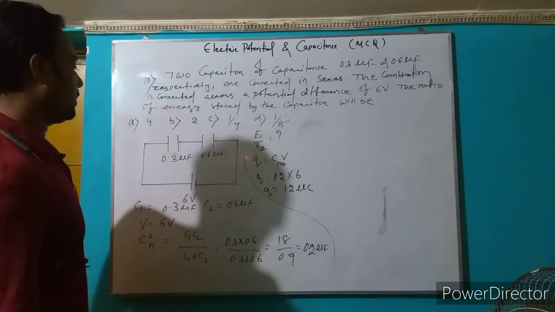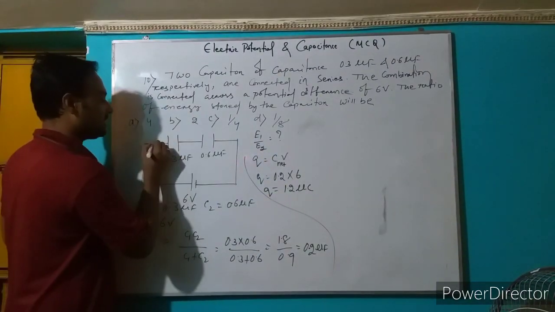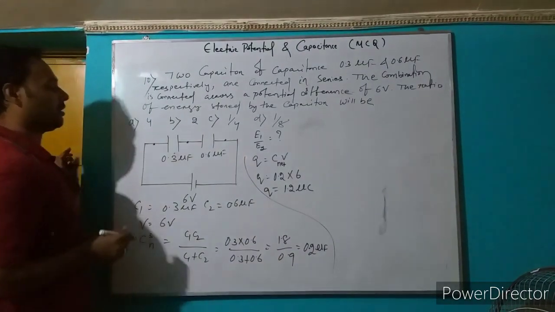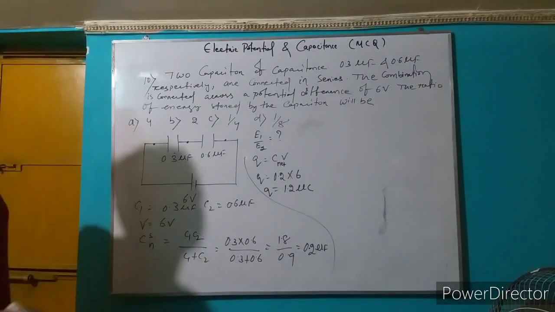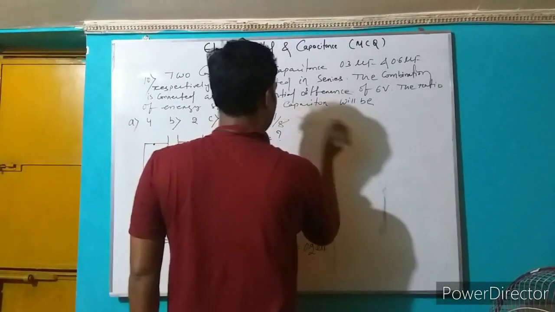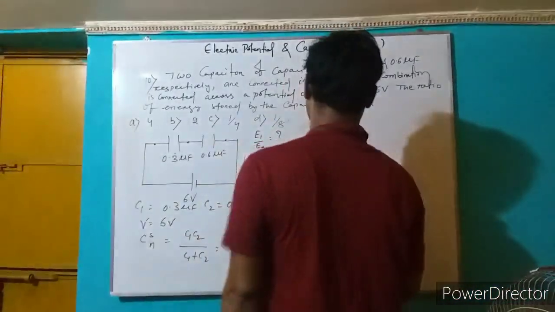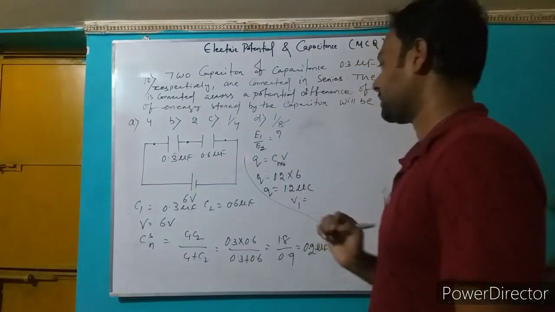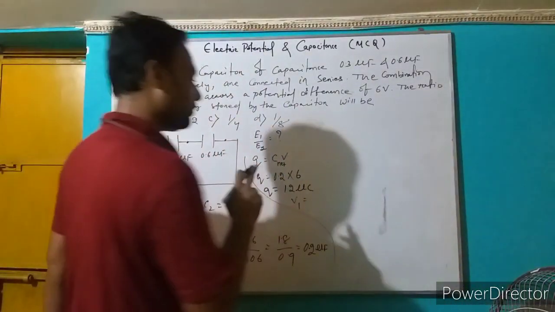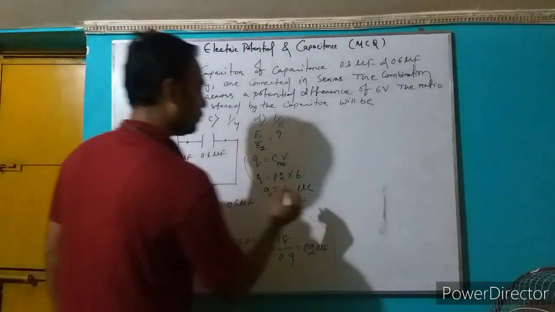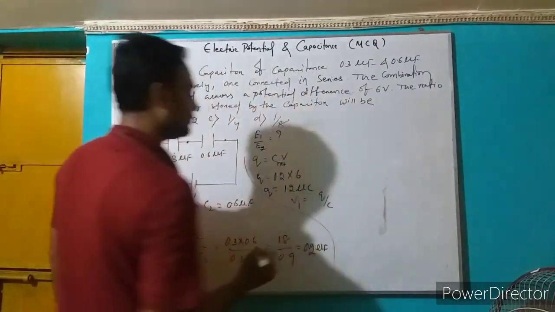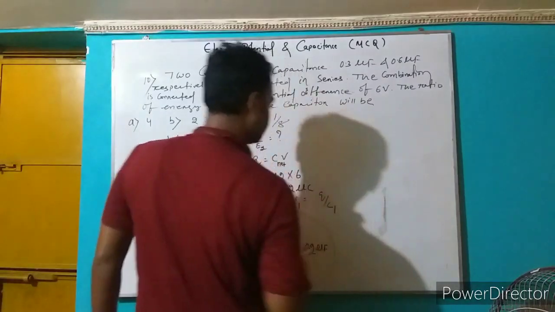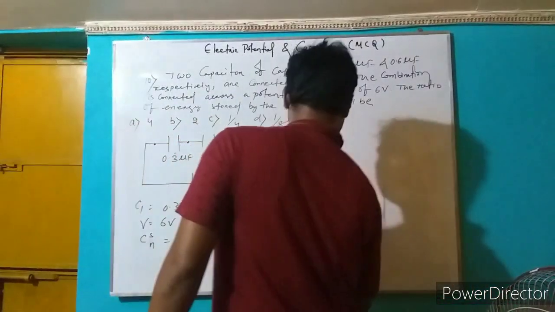Okay. So now we have to calculate the potential difference across each of the two capacitors. In capacitor 1, the potential difference V1 equal to what? C equal to Q by V, so V equal to Q by C, that is Q by C1.